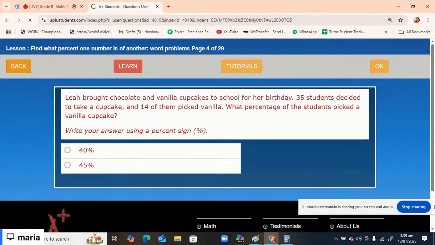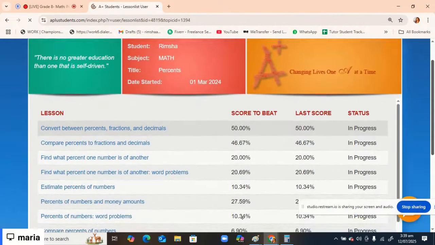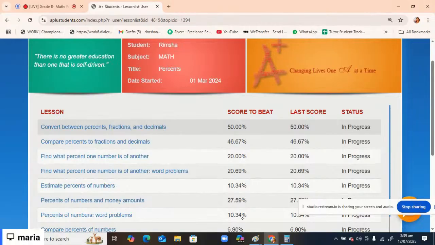Solve the rest of the test questions regarding this lesson as well by yourself. So today we discussed the chapter named percent, and here is the list of lessons. First lesson is convert between percents, fractions and decimals. Compare percents to fractions and decimals. Find what percent one number is of another, and also word problems.